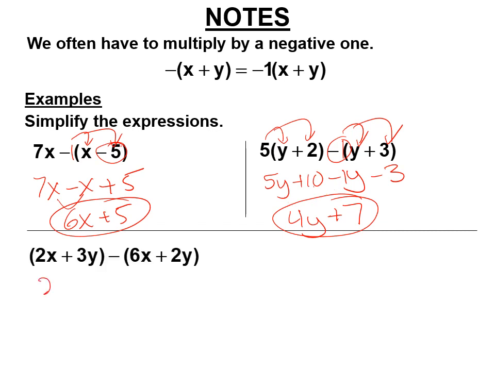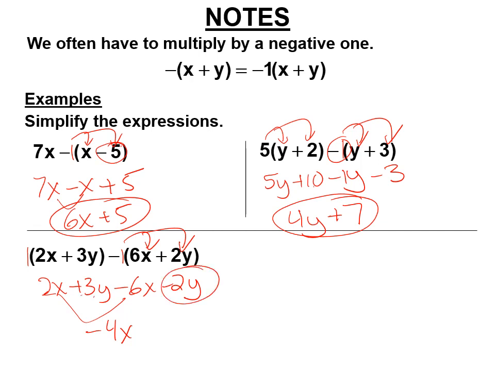Once again, that's just being multiplied by positive 1. So 2x plus 3y, but this one's getting multiplied by negative 1. So it's negative 6x minus 2y. 2x minus 6x, same as 2x plus negative 6x, negative 4x. 3y, that's positive 3y minus 2y, which is 1y. We're never going to write 1y in an answer, so it's negative 4x plus y.